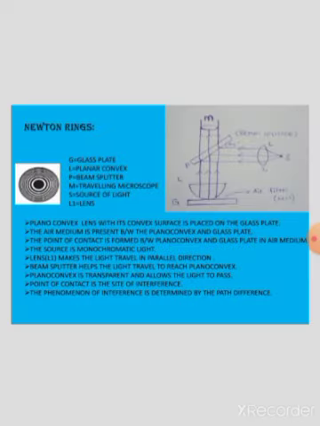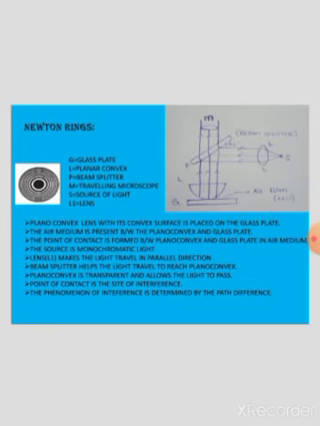Now let us see about the fourth topic, that is Newton rings. First of all, let me explain the experiment. It consists of a plano-convex lens with its convex surface touching the glass plate G, as you can see in the diagram. Here, an air medium is present between the plano-convex lens and glass plate. The point of contact is formed between the plano-convex lens and glass plate in air medium, and S is the source of light, which sends monochromatic light.